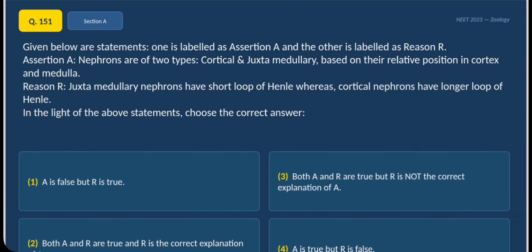Given below are statements. One is labeled as assertion and the other is labeled as reason. Assertion: nephrons are of two types, cortical nephrons and juxtamedullary nephrons, based on their relative position in cortex and medulla. Reason: juxtamedullary nephrons have a short loop of Henle, whereas cortical nephrons have a longer loop of Henle. In the light of the above statements, choose the correct answer.